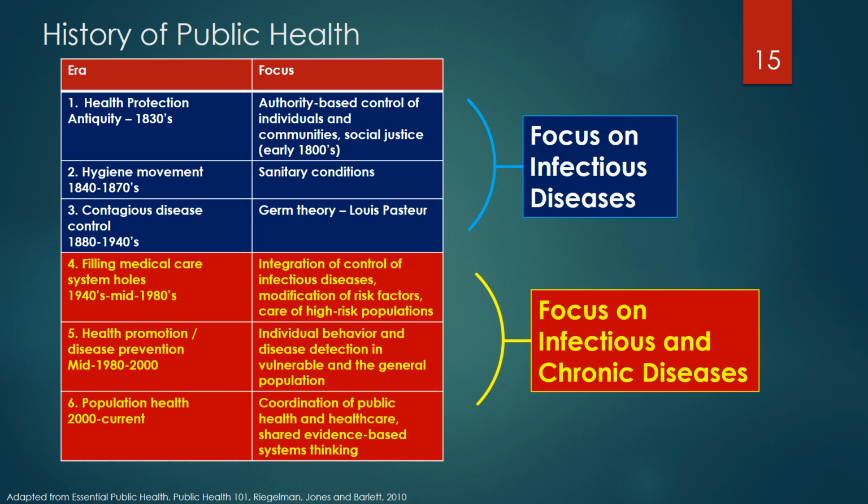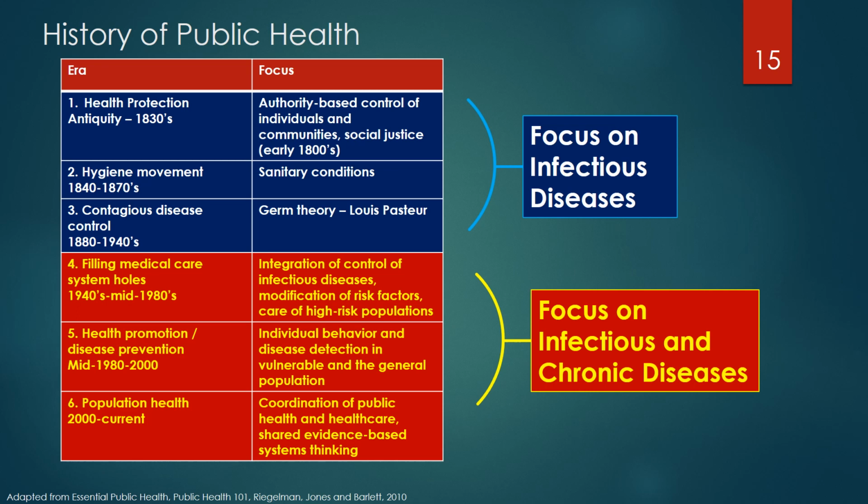4. Filling medical care system holes. From the 1940s to the mid-1980s, focused on the integration of various disciplines to control infectious diseases, along with the modification of risk factors associated with chronic diseases. 5. Health promotion and disease prevention. From the mid-1980s to 2000, focused on clinical and population-based prevention of infectious and chronic diseases. 6. Population health. From 2000 to the present, focused on the coordination of public health and healthcare and shared evidence-based systems thinking to control and prevent infectious and chronic diseases.